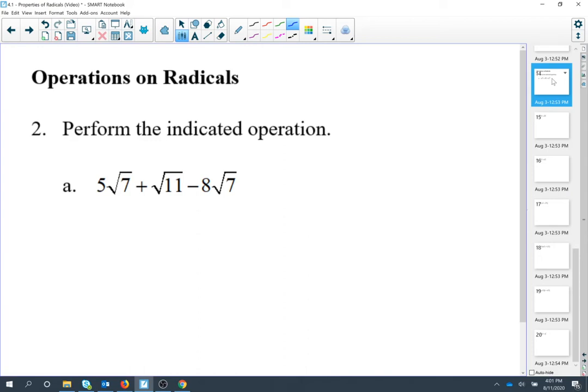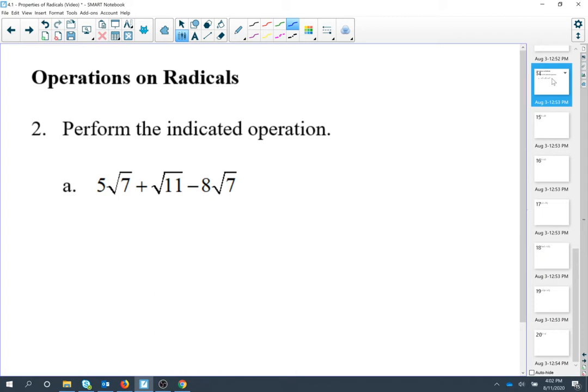Okay, everybody. Operations on radicals. So this is our last part of chapter 1. It is the end of 4.1. We're going to be adding, subtracting, and multiplying our radicals. We just went over how to simplify them by making factor trees, and now we're going to figure out how to add, subtract, and multiply.